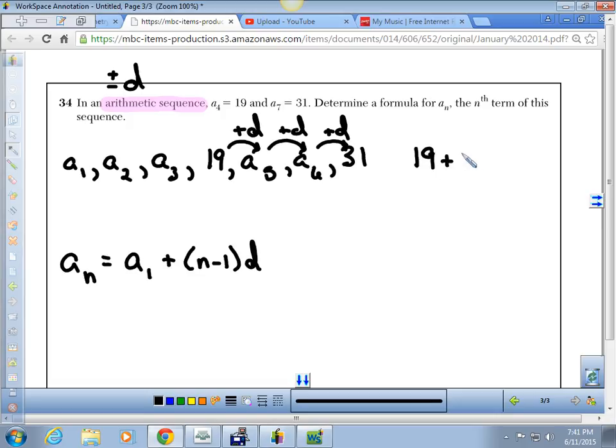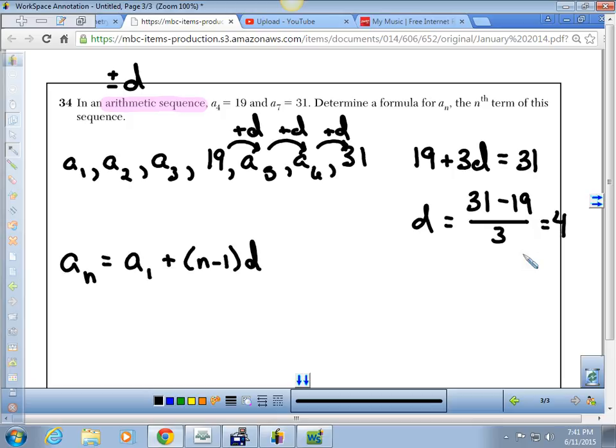19 plus 3 common differences has got to equal what? 31. So this allows me to solve for d then. How will we solve for d here? We're going to subtract 19 and divide it by 3. Okay. So 31 minus 19 is 12. 12 divided by 3 is 4. So I now know my common difference is 4.